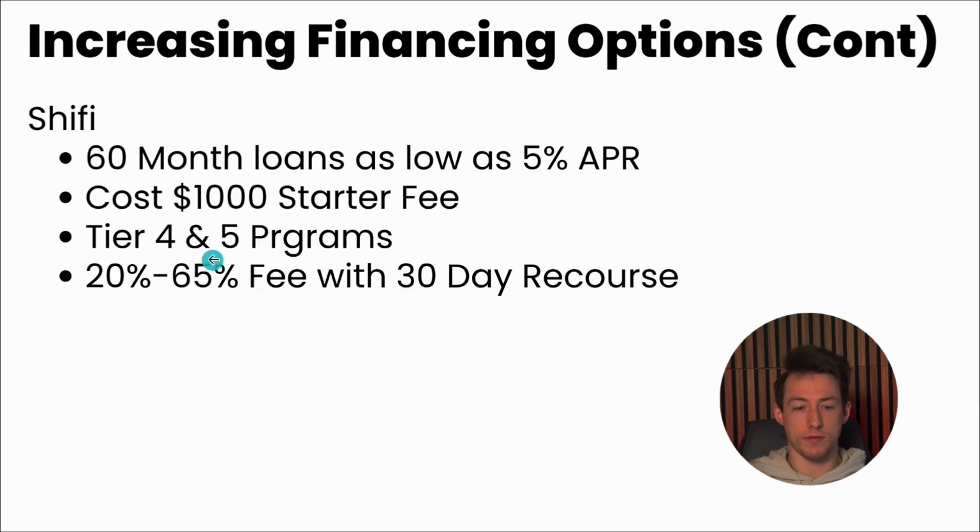But this one also has a tier 4, tier 5 program, which means you can get people with very low credit scores approved. And then they have a 30-day recourse window versus a 60-day recourse window that Special Financing has, and they have better APRs. It just kind of depends on what you're doing.